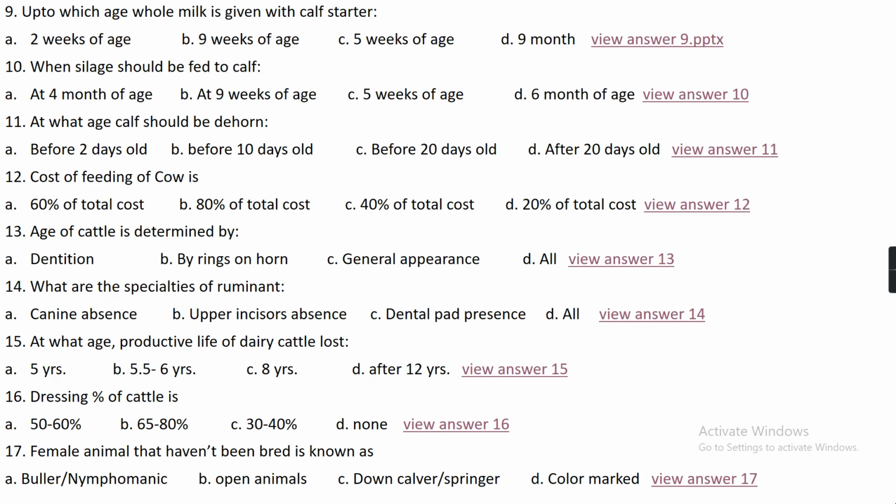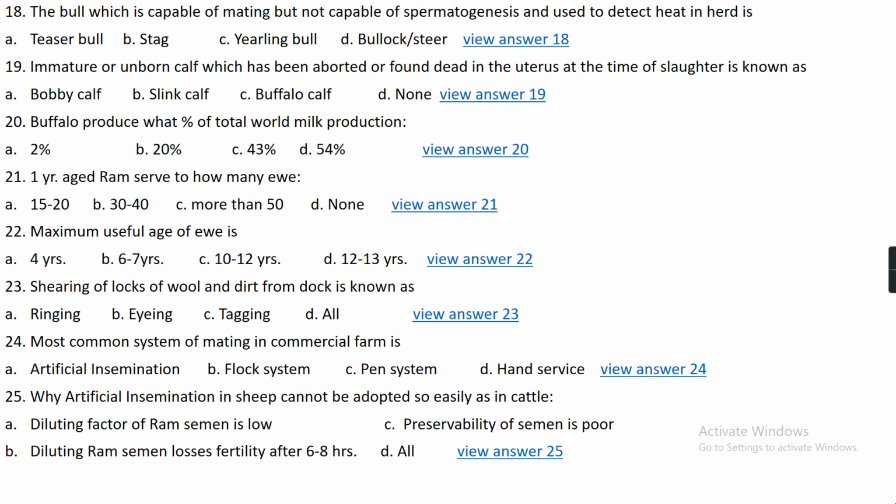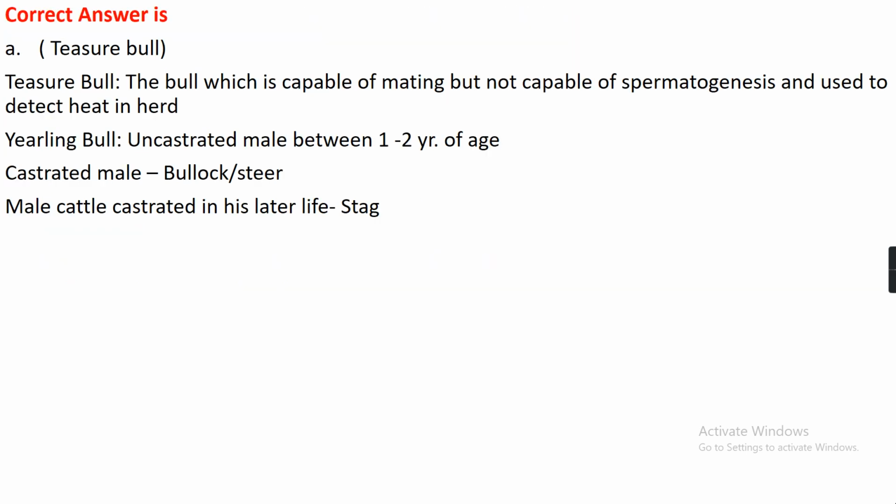Question number 18. The bull which is capable of mating but not capable of spermatogenesis and used to detect heat in herd is option A teaser bull, option B stag, option C yearling bull, or option D bullock or steer. The right answer is teaser bull.